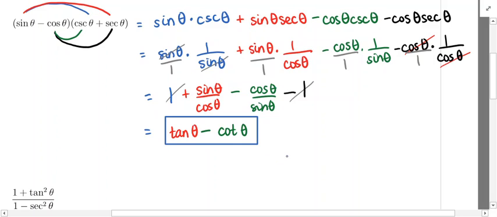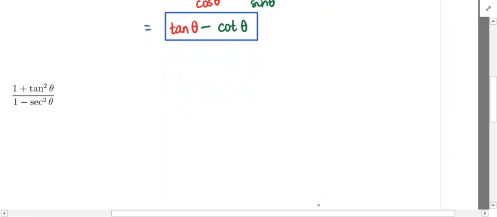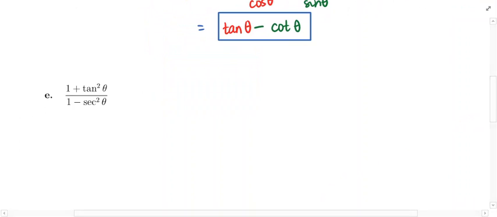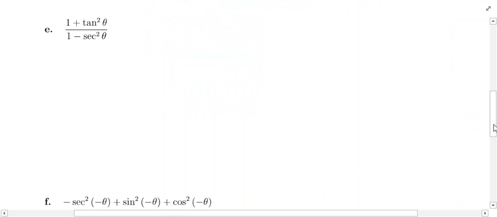There are no fractions, and our arguments are theta, not negative theta. Okay, all right, let's try another one. Moving on to part E.